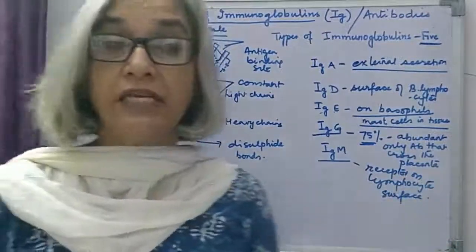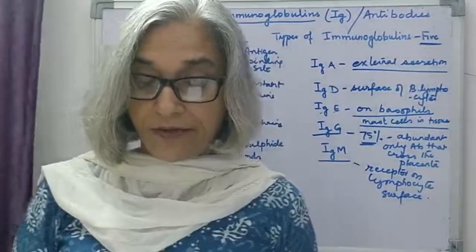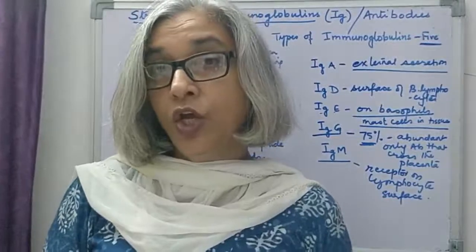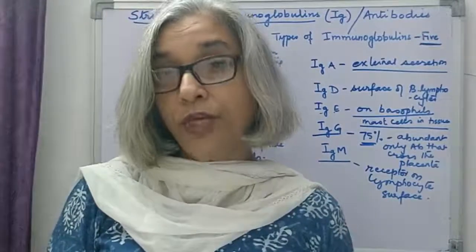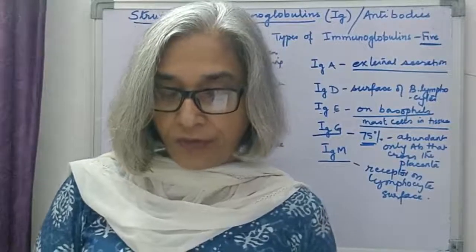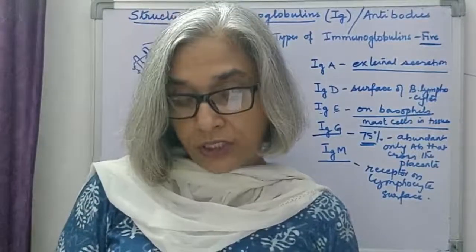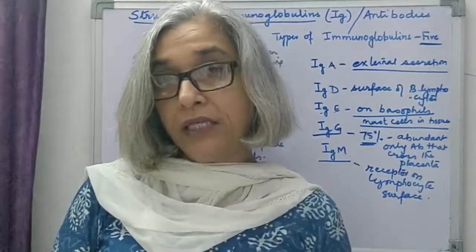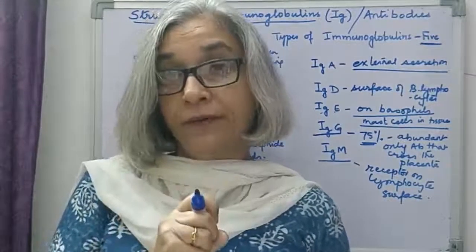IgM is present as a receptor on the lymphocyte surface, and this is the first type of antibody to be secreted during primary response, and it causes activation of B cells and promotes the clumping of cells by causing antigen-containing particles to stick together.